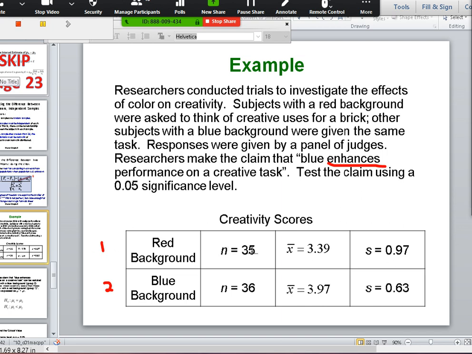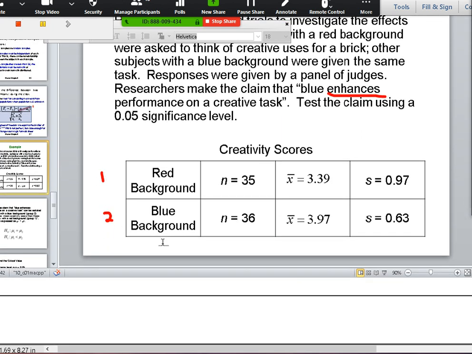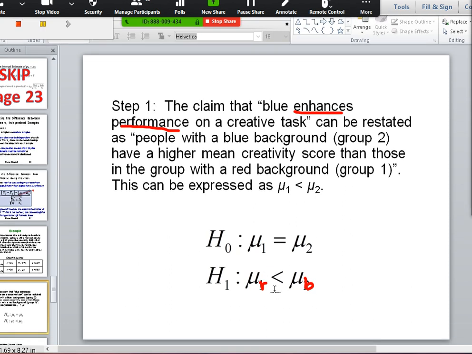So I have my N1, X bar 1, and my S1 for my reds, and for the blue ones, it's my group 2, so this is going to be my N2, my X bar 2, and my S2 down here. And we're claiming that blue enhances performance. So in other words, the blue should have a higher score. So blue is going to be greater than red. In other words, 2 will be greater than 1, 1 will be less than 2. That's going to be my claim, that the red is smaller than the second one. So here's my claim. Red is less than blue. In other words, group 1 is going to be less than group 2.